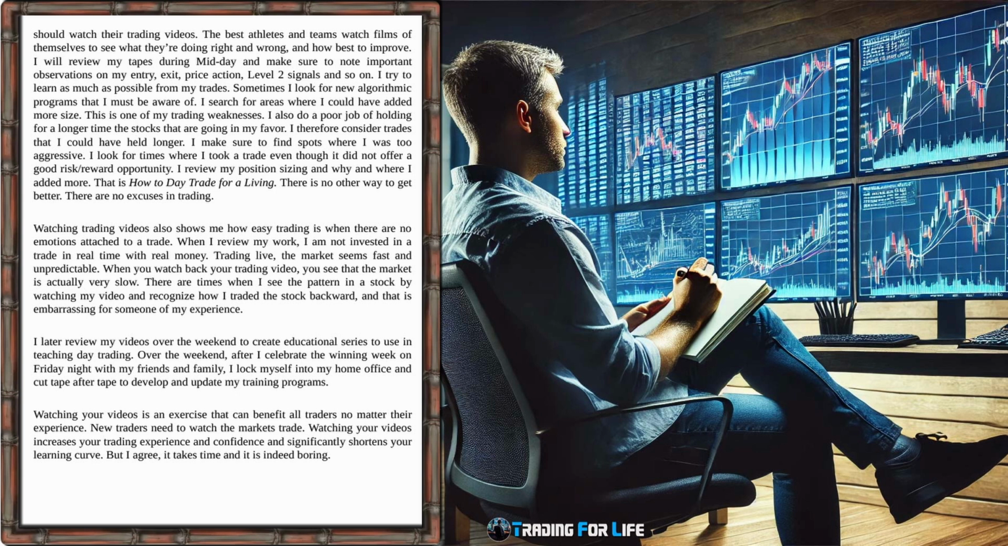Sometimes I look for new algorithmic programs that I must be aware of. I search for areas where I could have added more size. This is one of my trading weaknesses. I also do a poor job of holding for a longer time the stocks that are going in my favor. I therefore consider trades that I could have held longer. I make sure to find spots where I was too aggressive.